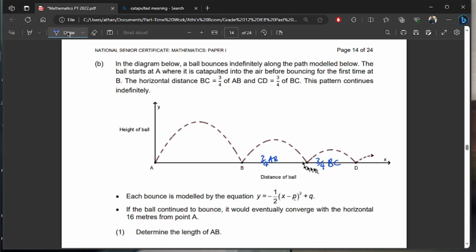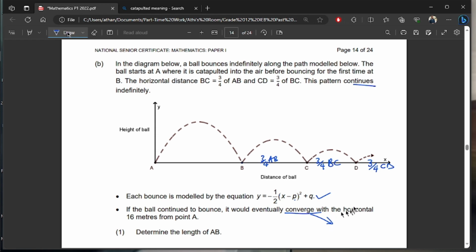Guys, I hope you can see the trend here. This one would be 3 over 4 CD and so forth. The pattern continues. Each bounce is modeled by the equation, which is a parabola. If the ball continued to bounce, it would eventually converge.